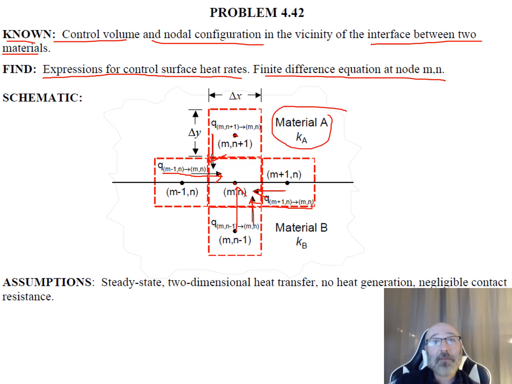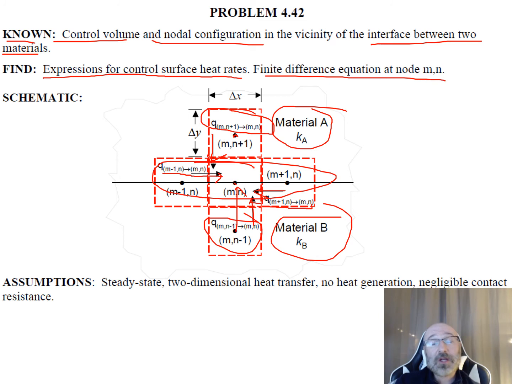Again, recall the top is looking at just our material A, and the bottom is looking at material B. So this is just dealing with material A, and this is just dealing with material B, whereas these are dealing with the interface between both materials. Now what assumptions can we make? We can assume steady state, two-dimensional heat transfer, no heat generation, and negligible contact resistance, from what they told us in the problem statement.